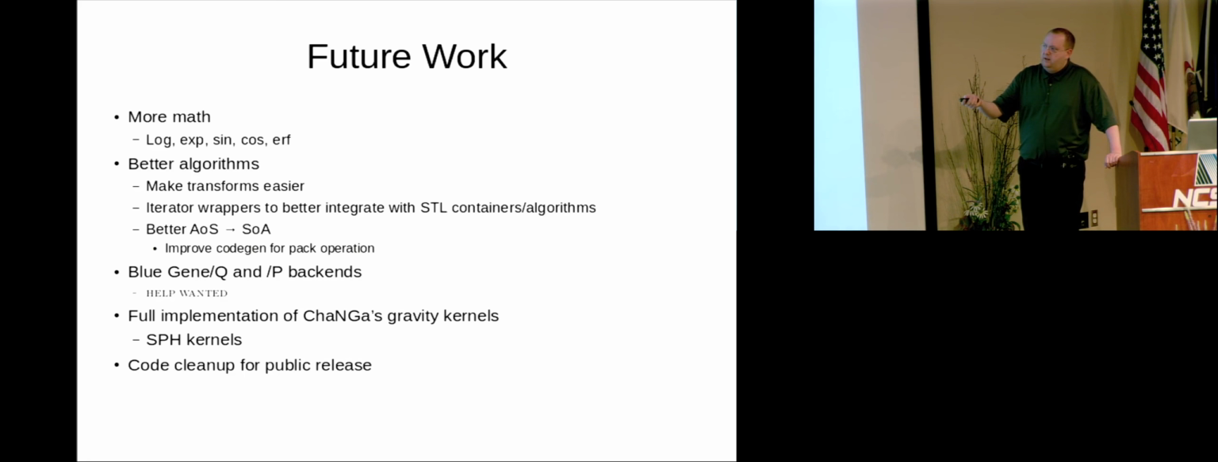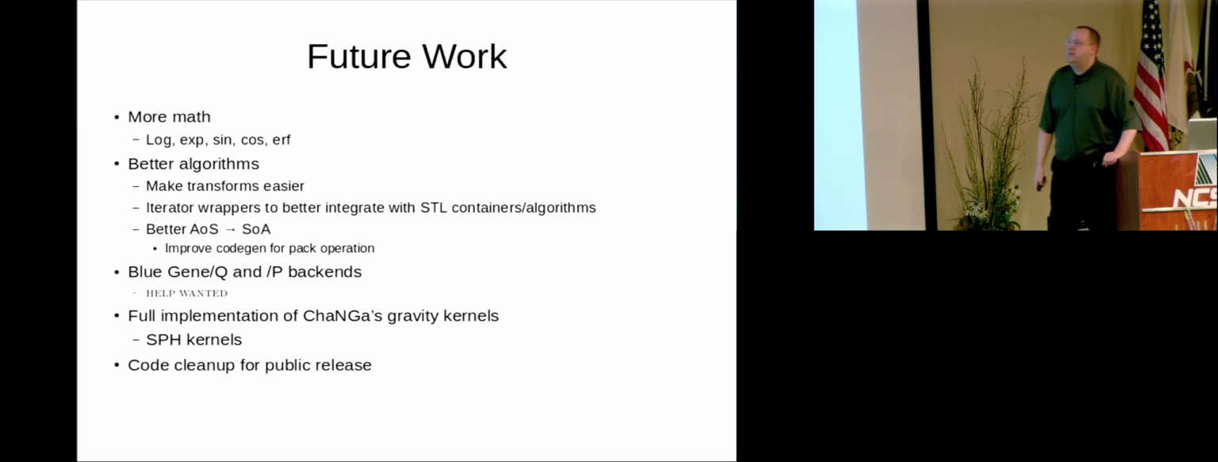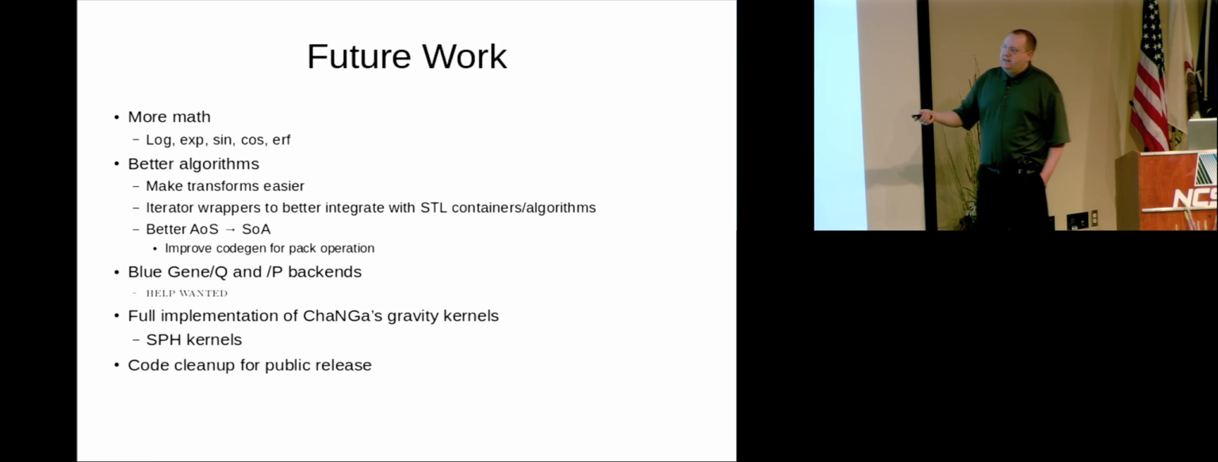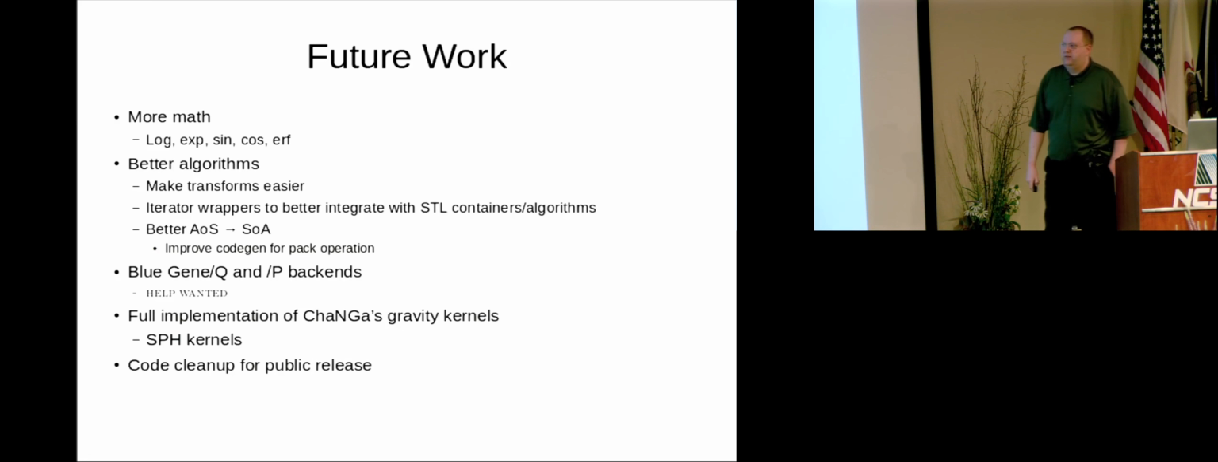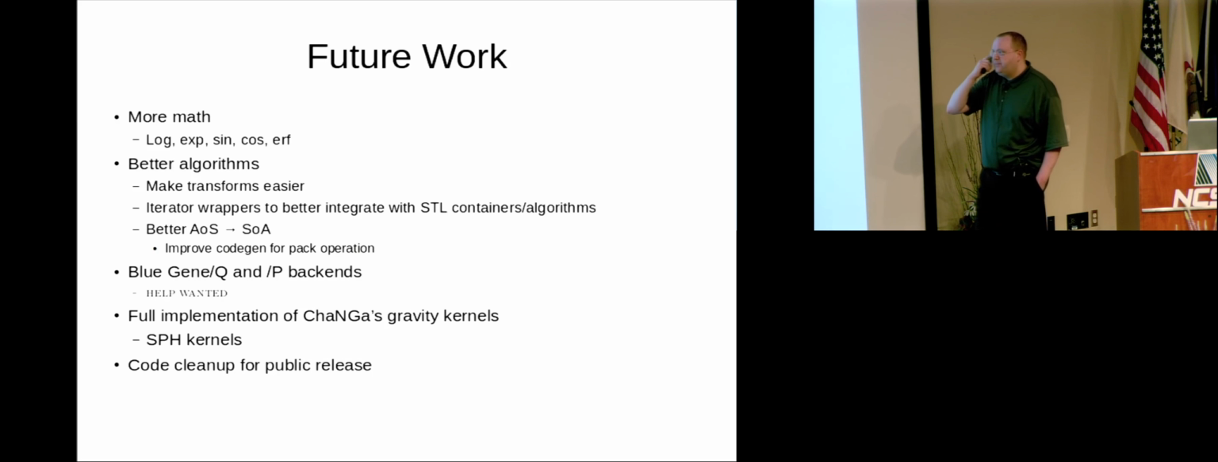We need better AOS SOA conversions. In particular, we need better code gen for pack operations. Currently, you have one load per element that you're packing in, but you also have a branch, and it would be nice to get rid of that branch. So making the code gen better for this is on target.